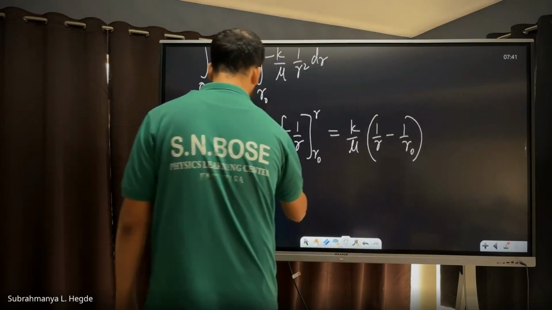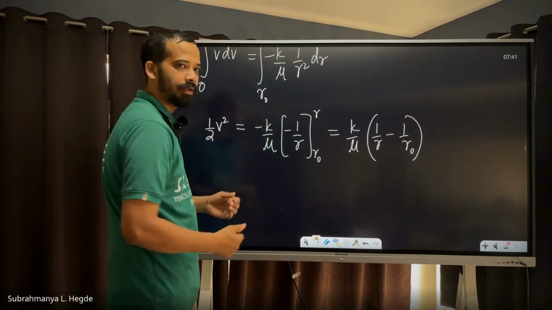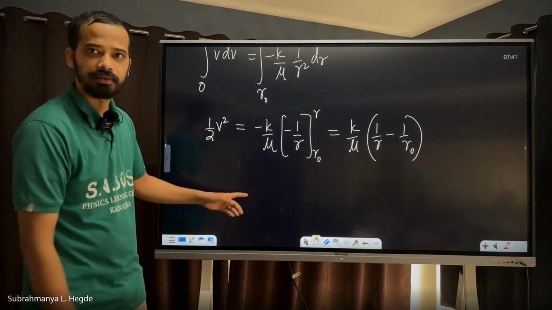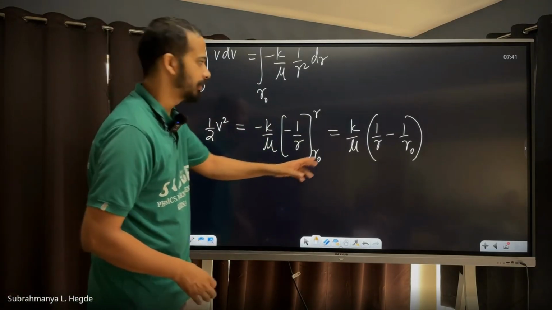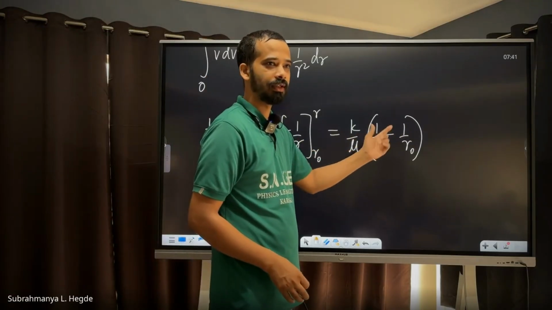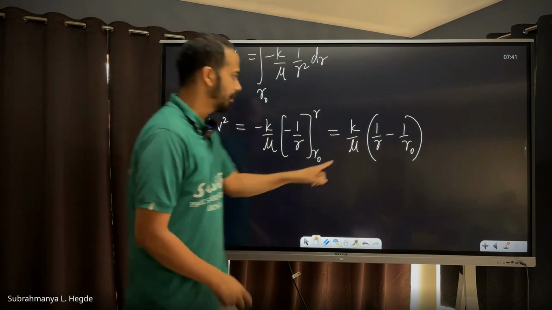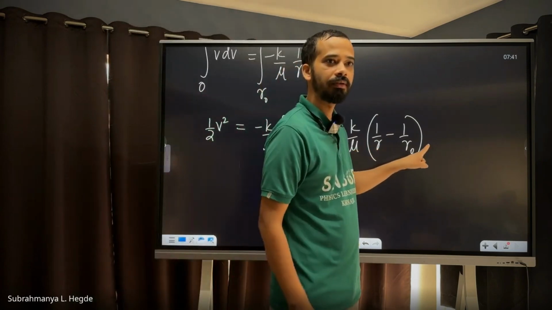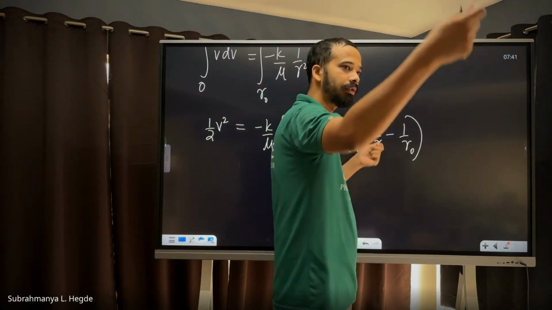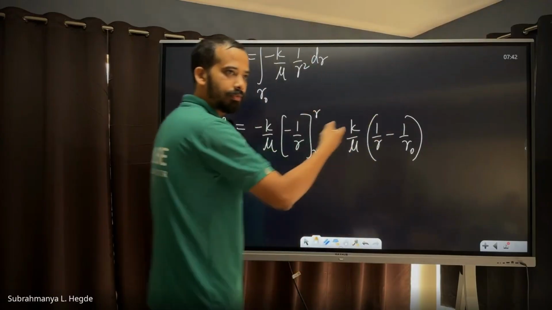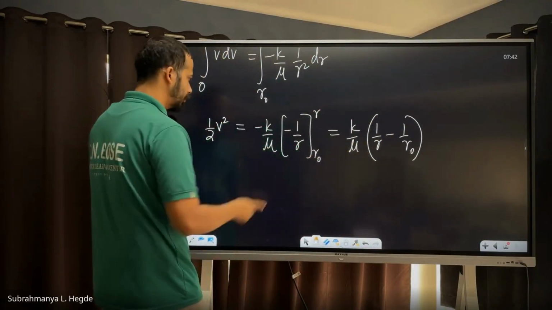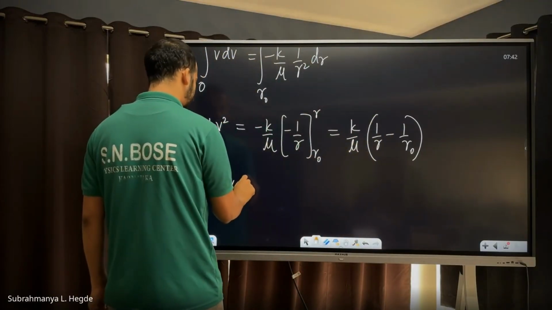Now you got it right, because every time I'll check whether I'm doing right or not. If I get it reversed here, then I would get a negative sign. How can half v square be negative? Now this r is smaller, this r naught is larger. Initially it was at r naught, it is falling, so that's why the final r. So now I got v as a function of r.